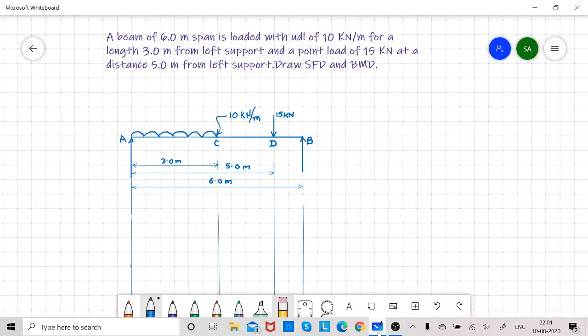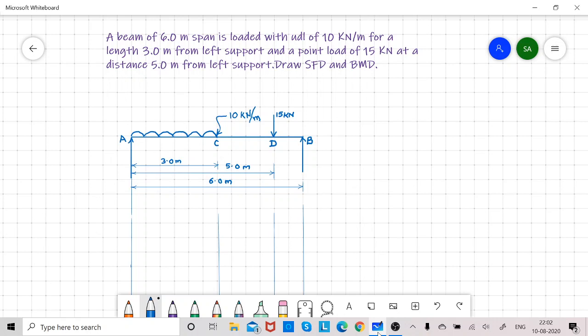Hello friends, today we will discuss how to draw shear force and bending moment diagram for a simply supported beam loaded with UDL and point load. For that we will consider one example. A beam of 6 meters span is loaded with UDL of 10 kN per meter for a length 3 meter from left support and a point load of 15 kN at a distance 5 meter from left support. Draw SFD and BMD. To start with, let us find the reaction.